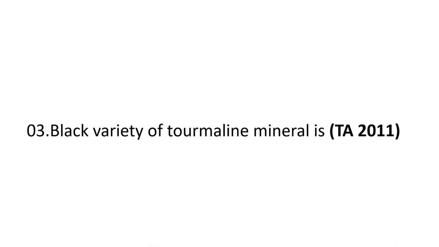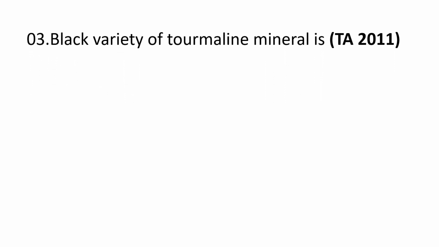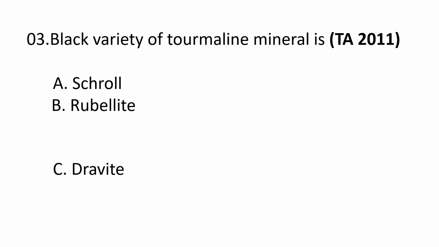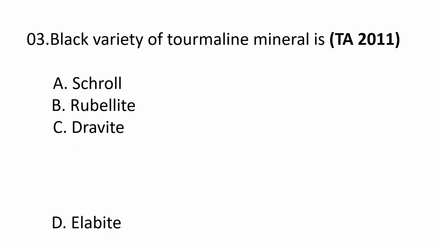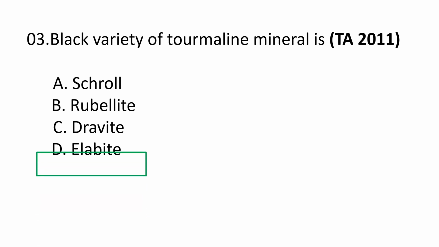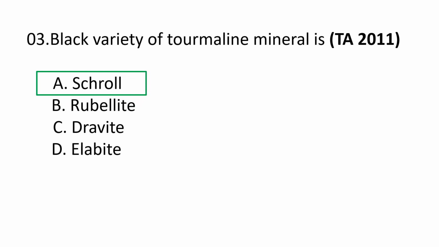Coming to the third question: the black variety of tourmaline mineral is. The choices are A. Schorl, B. Rubellite, C. Dravite, D. Elbaite. The correct answer is A. Schorl. Schorl is a black variety of tourmaline.